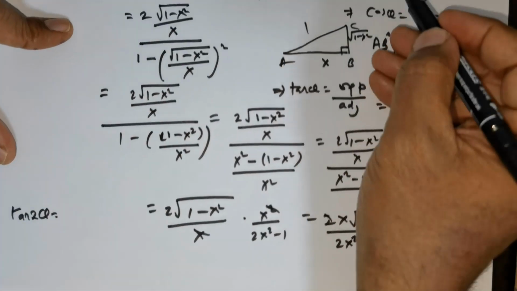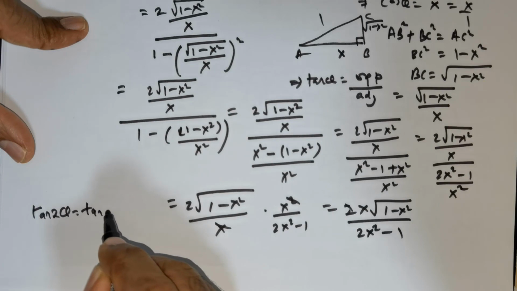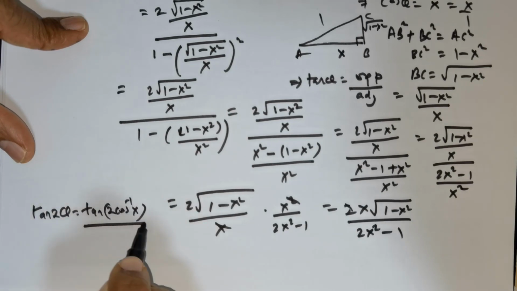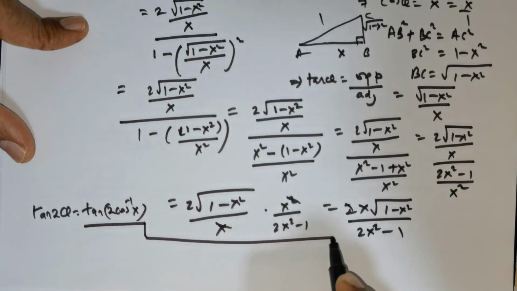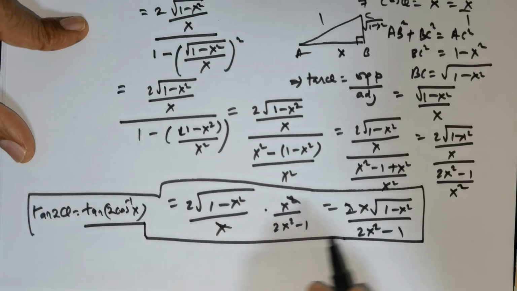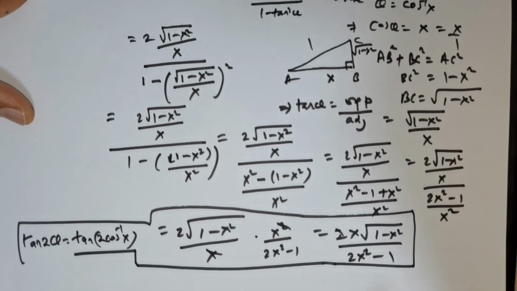But what is theta? Cos inverse of x. Substitute that, which is nothing but tan of 2 times cos inverse of x. So this leads us to this. Okay, so this is the solution to this question. This is a beautiful question. We will move on to the next one.